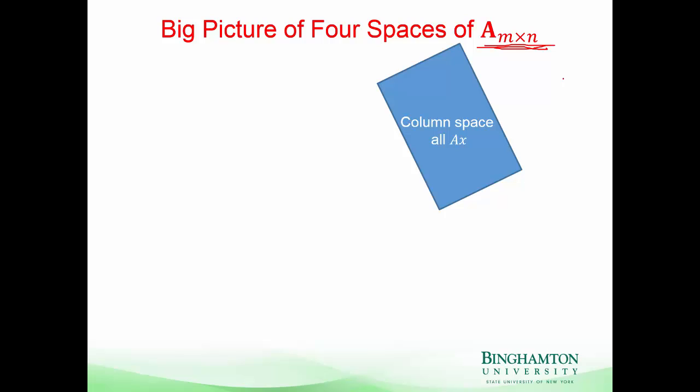So that's the column space, and it's all vectors of this form. Pick any x, multiply it into A, you'll get a vector. That vector must lie in this column space. That's what it means, that's how we defined the column space. Then over here we have the null space, which we'll define as all x such that Ax is equal to 0.